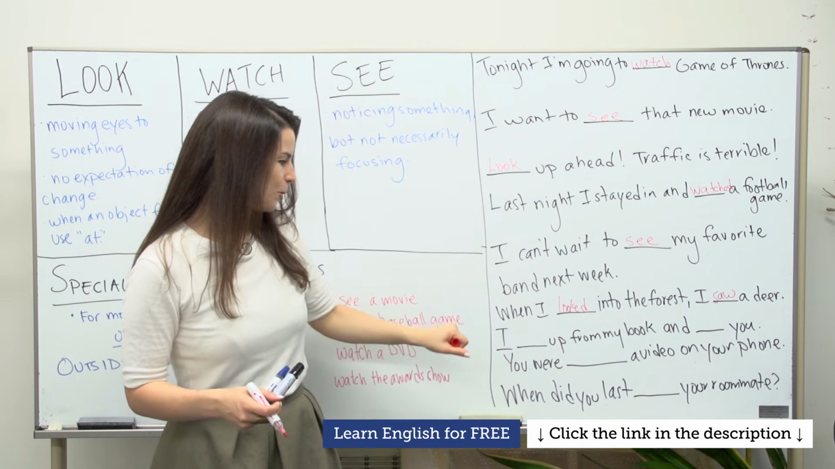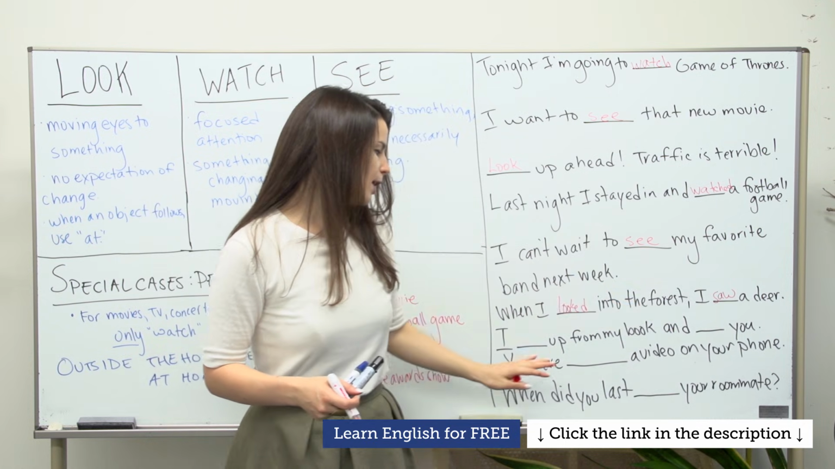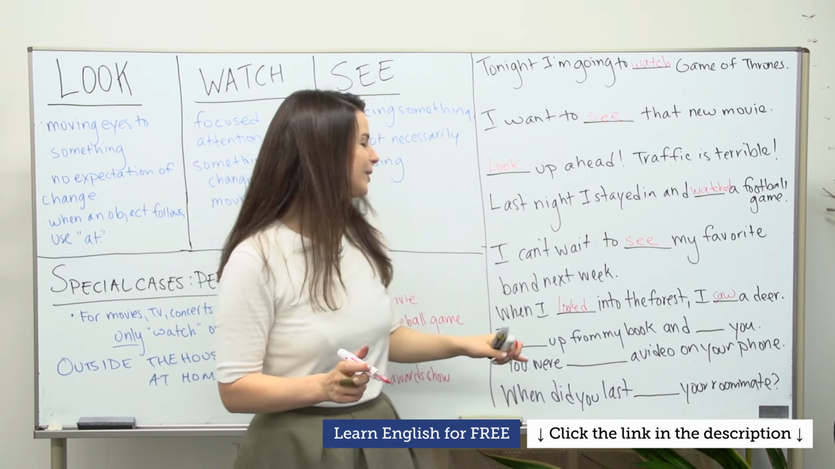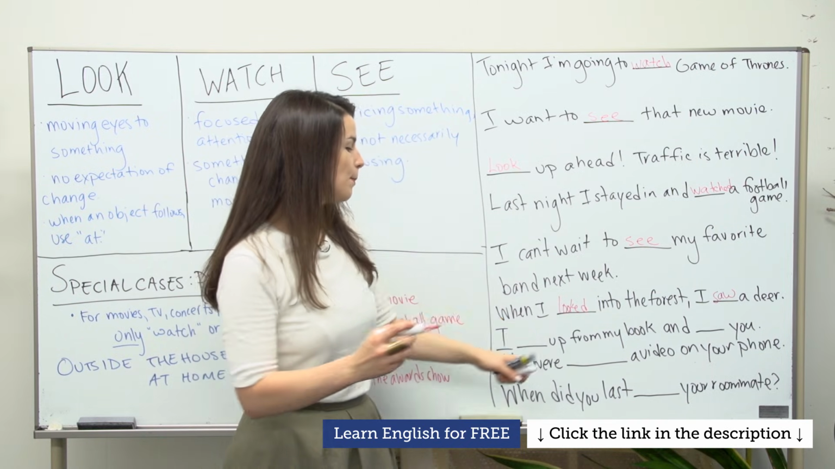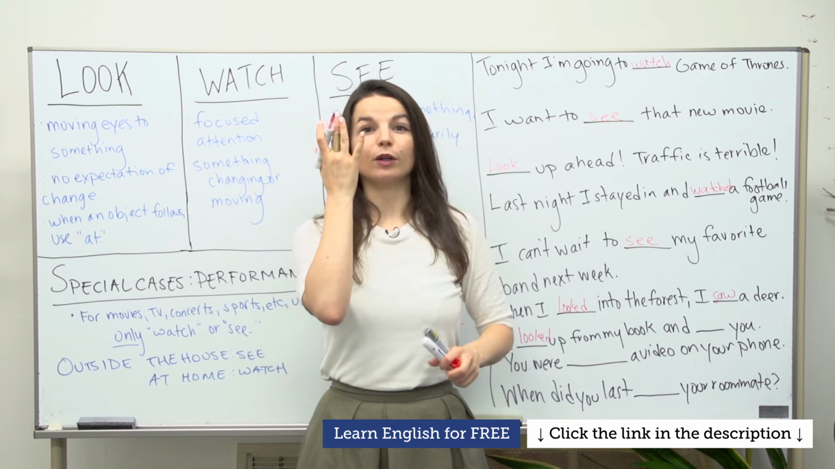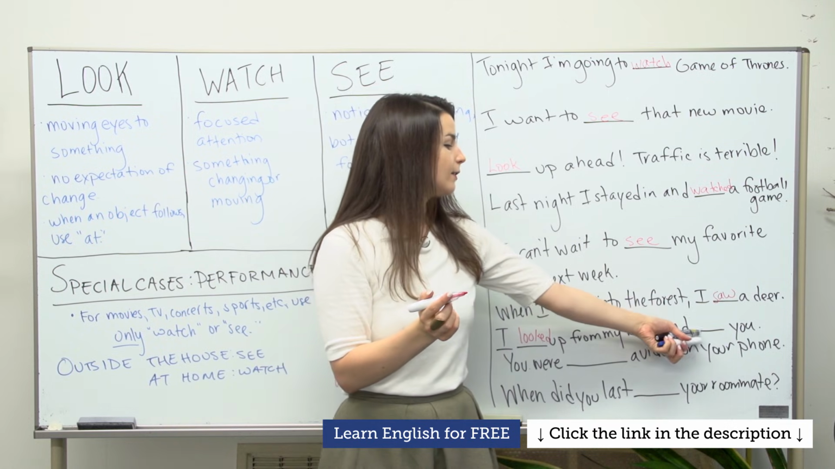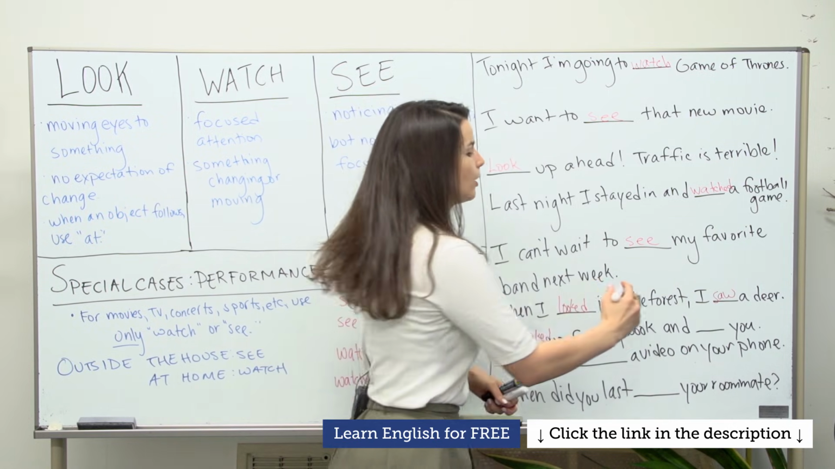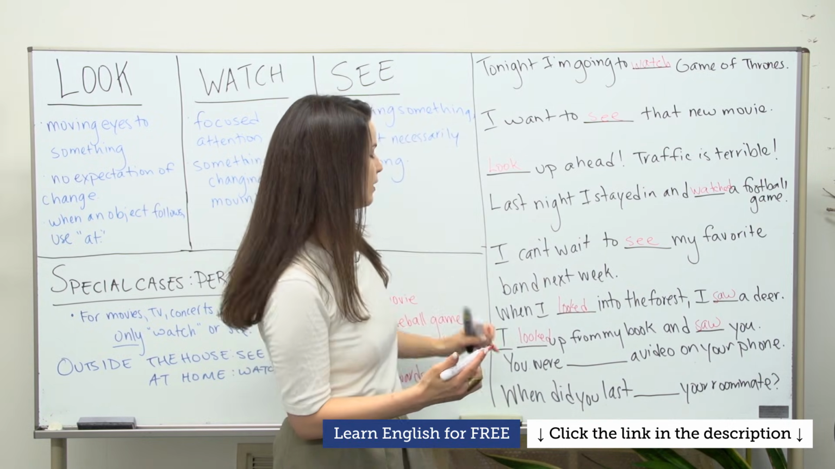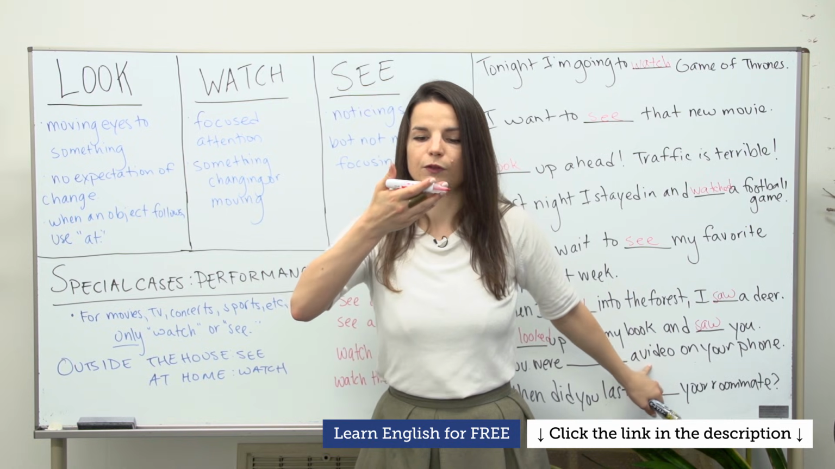Okay. Let's look at a really difficult one. I something something up from my book and something something you. You were something something a video on your phone. Okay, so similar here. I something something up. I looked up. I moved my eyes up from my book. So I was reading. I moved my eyes up from my book and something something you. So here I noticed. I saw, past tense. I saw you.